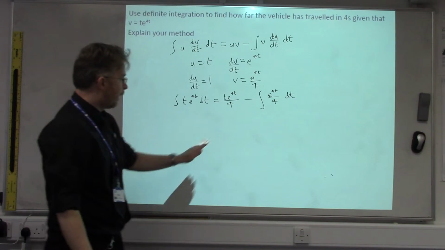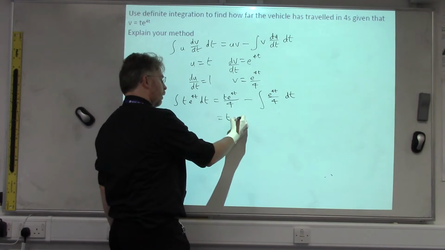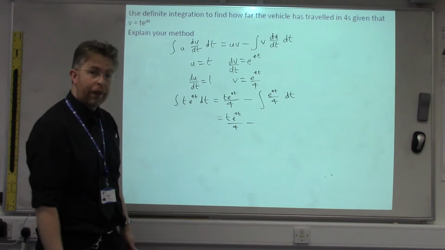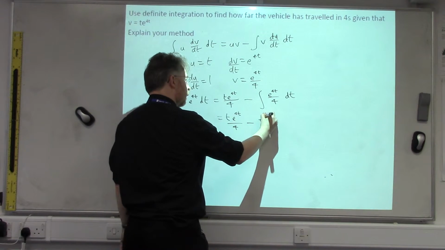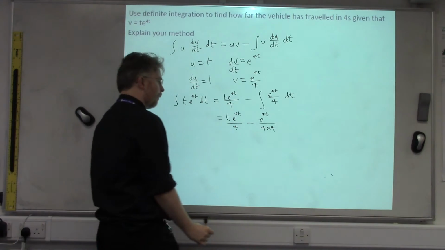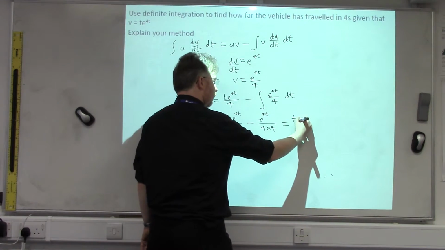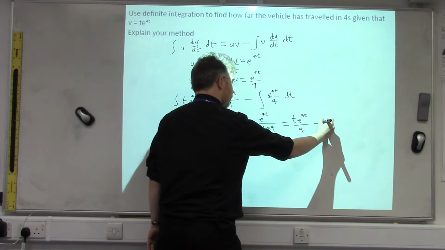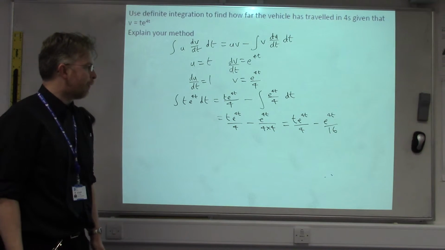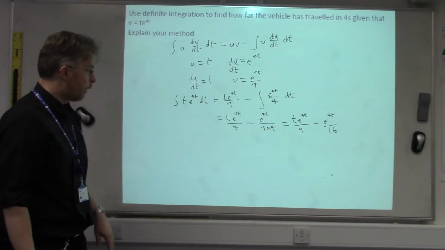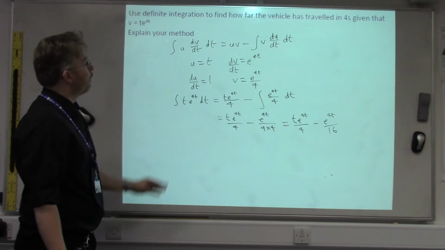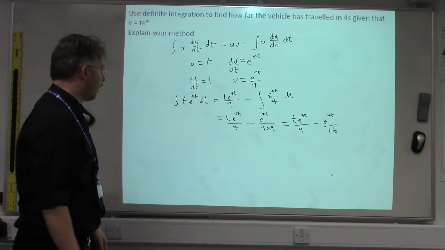So, integrating this one, again it's e to the 4t, so we need to divide by another 4. So e to the 4t over 4 times 4. Simplifying that, we're going to get t e to the 4t over 4 minus e to the 4t over 16. I say indefinite integration would normally need a plus c. However, we're going to do definite integration, so we don't need to write that here.